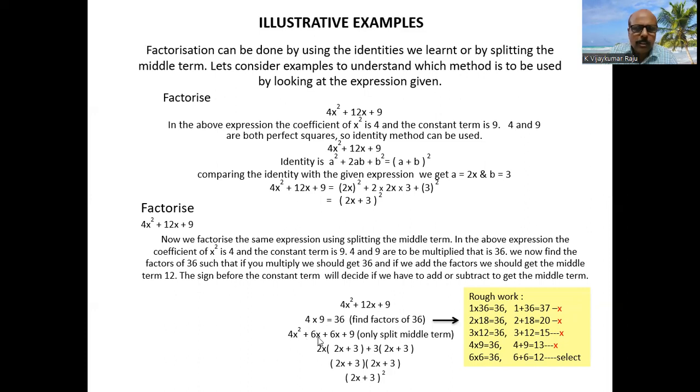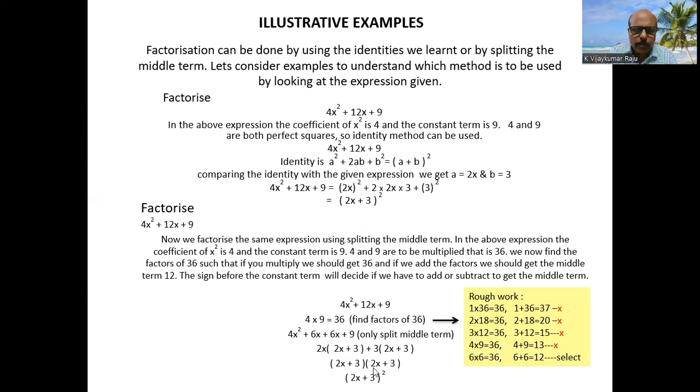So 4x square plus 6x plus 6x plus 9. Now take the first two terms and take out the common factor. Common is 2x, and in the bracket what you are left with is 2x plus 3. For the next two terms, the common term is 3, 3 bracket 2x plus 3. Now if you see this entire expression, 2x plus 3 you have here, 2x plus 3 you have here also. So take it out.